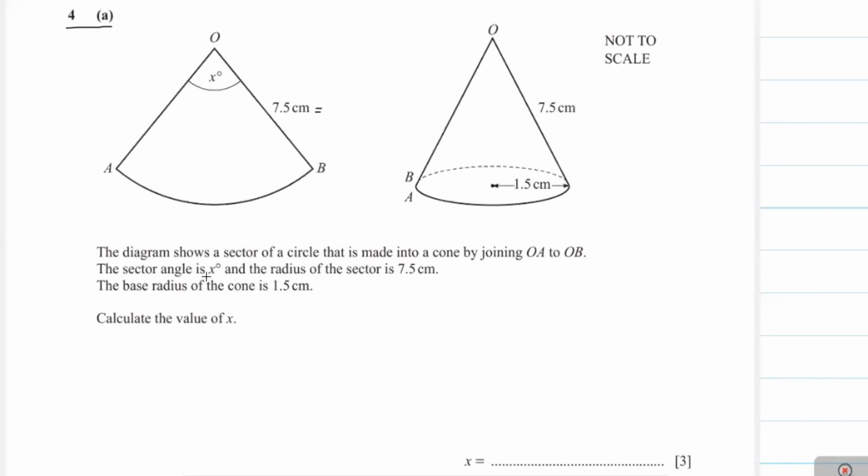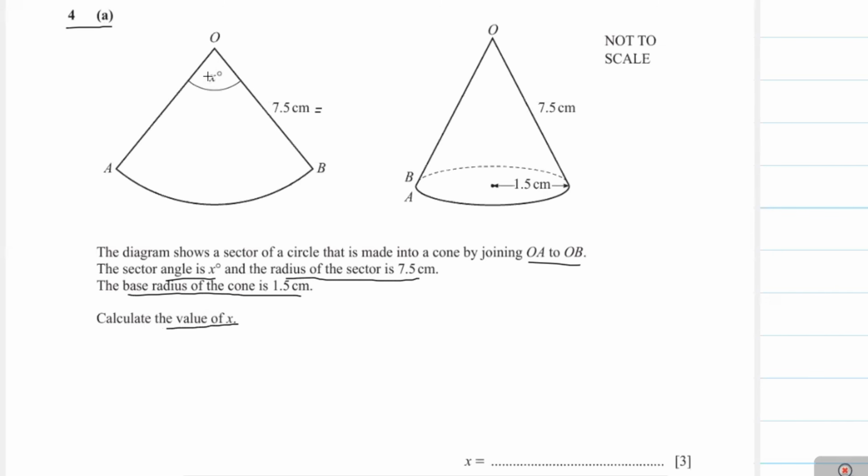Question number 4, part A. The diagram shows a sector of a circle that is made into a cone by joining OA to OB. The sector angle is x degrees. The radius of the sector is 7.5 centimeters. The base radius of the cone is 1.5 centimeters. Calculate the value of x.